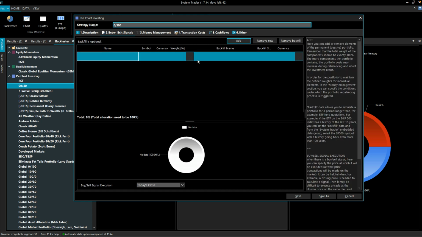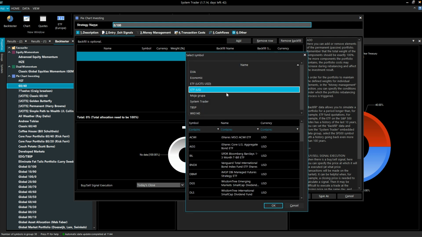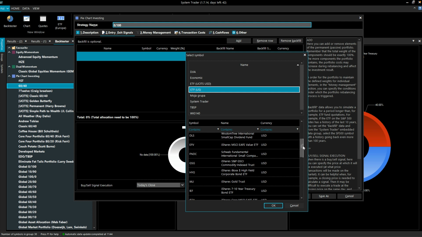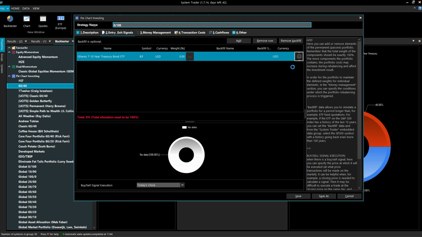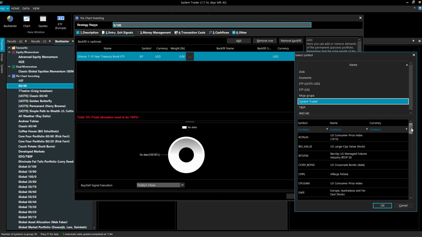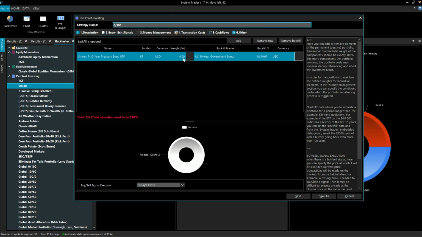And now let's put here 100% of bonds. And let's use the same ETF we used in our previous portfolio. And let's make also the backfill data so we can see for a very long time horizon. And let's make it 100%.